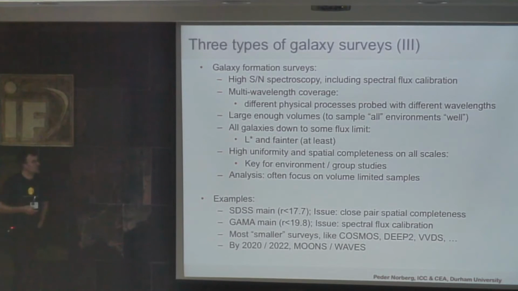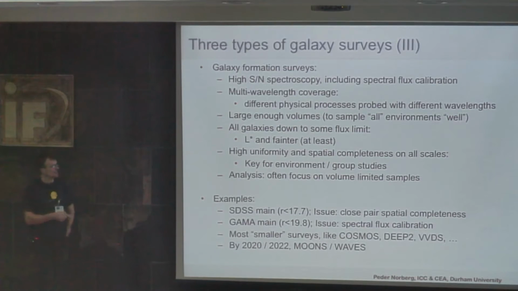So there's a third type of galaxy survey. It's the galaxy information survey. So unlike the two previous ones, it's really working on high signal-to-noise spectroscopy, including spectral flux calibration. So you can actually use a spectrum to get derived physical properties. Multi-wavelength coverage, because again, they want it now, not for photometric redshift information, but because they want to address different physical processes at different wavelengths. So the motivation has changed for why you need it.